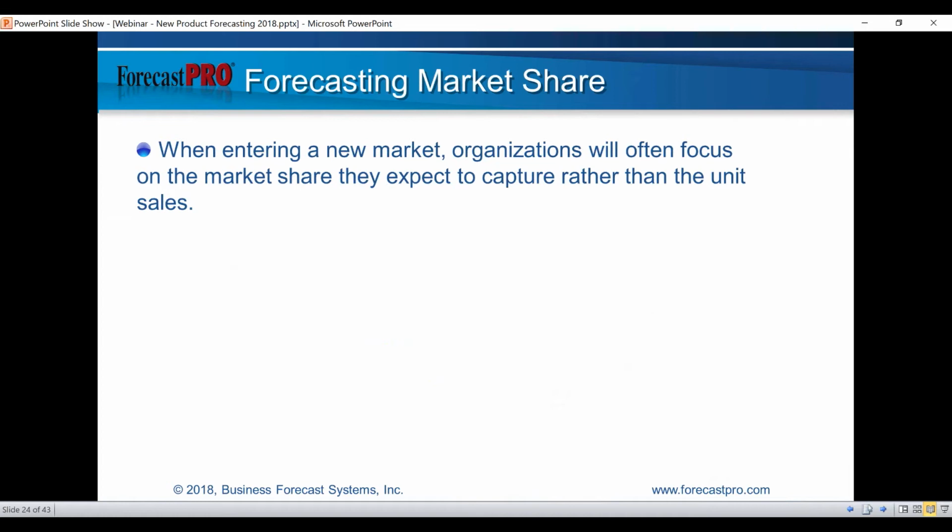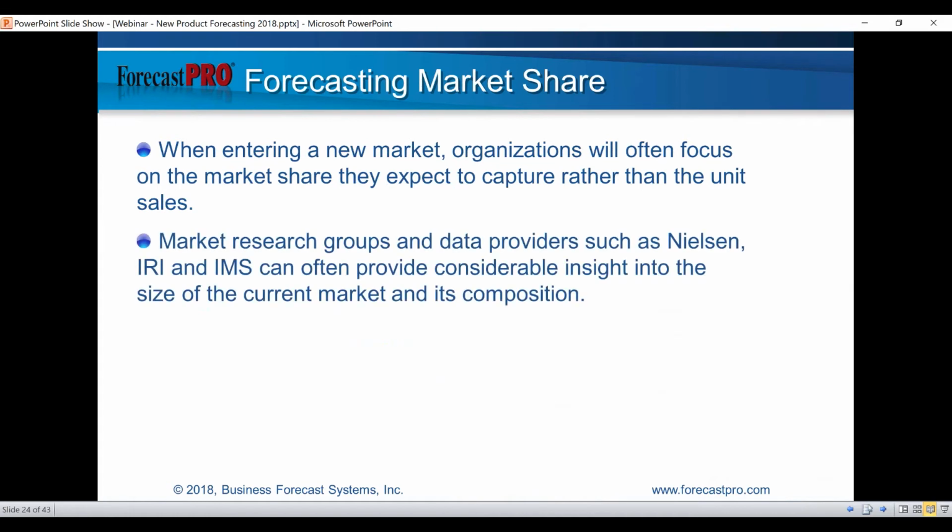As Eric was mentioning earlier, there are lots of different sources for getting industry data. There are market research groups like Nielsen, IRI, IMS for pharmaceutical data. There are a lot of smaller market research firms out there that can come up with very good industry-specific data. And working with these market research groups can really provide considerable insight into the size of the current market, as well as its composition, and start to give you an understanding of how much market share you might be able to expect.